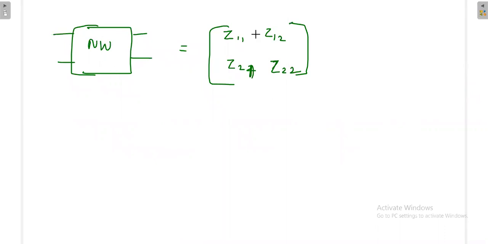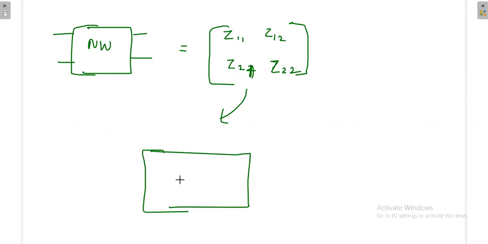But once we know the matrix, from this matrix we can draw some network. Again, that network need not be exactly the same with respect to the physical appearance. With respect to the physical appearance, it may not be exactly the same as the original network, but whatever performance this network is doing, the same performance this network also will do.